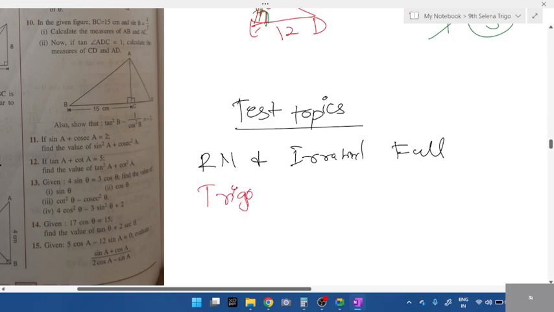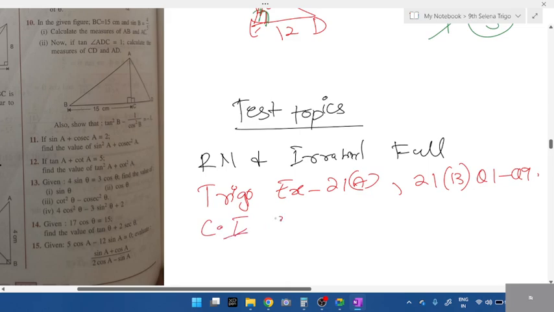In trigonometry, first exercise. Which was the exercise? 21, right? 21A full. In 21B, how many questions we have done? 1 to 9. Question 1 to question 9. Then, what's the other chapter we did? Compound interest, stage 1. Stage 1, go through your notes. Even this one, full chapter for test.